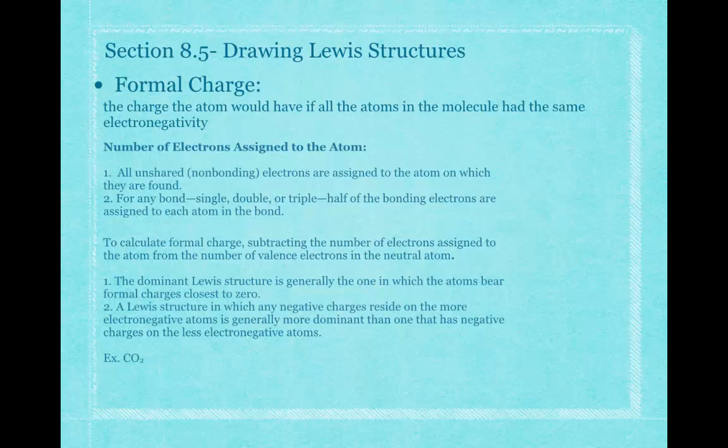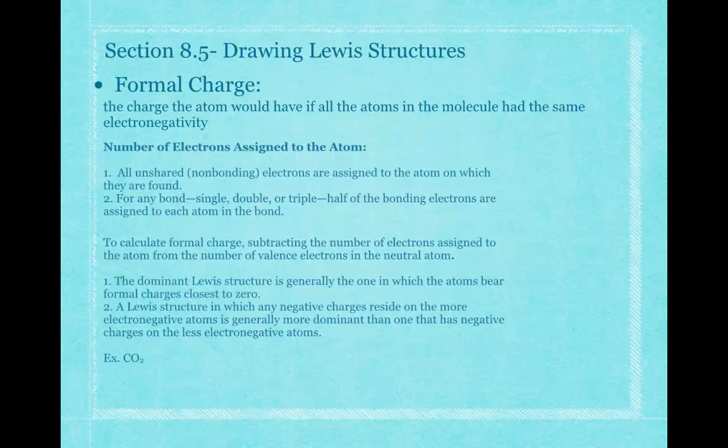Here is how we actually determine which Lewis structure is correct or is the best fit. We call it the dominant Lewis structure. The dominant Lewis structure is the one in which the atoms bear formal charges close to 0. So if I have one Lewis structure that has a +1 and a -1 for formal charges, while for another one I have a +4 and a -4, obviously the first Lewis structure would be the dominant one.